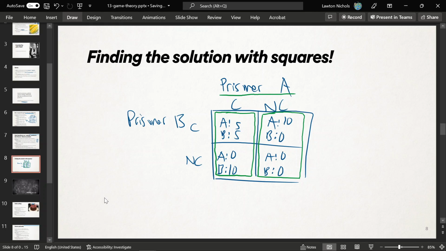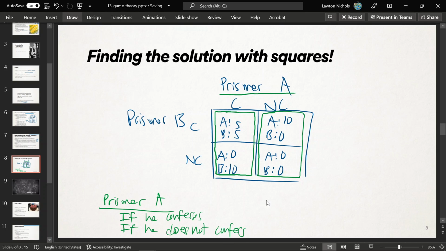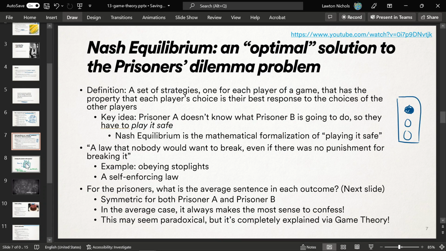And so, from prisoner A's perspective, he could either confess or not confess. If he confesses, if he does not confess, and then we end up with average time in jail based on each outcome. All right, so we're going to average together those things, and let's see what happens.